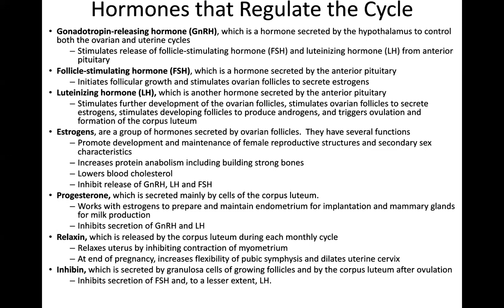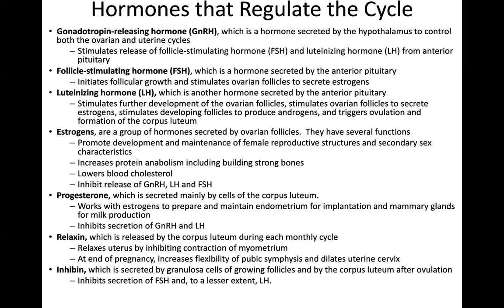Its job is strictly to stimulate the release of FSH and LH from the anterior pituitary. And yes, they're the same 2 hormones that men produce, although doing very different things. In females, follicle stimulating hormone stimulates the follicles, hence the name. Remember, the follicles are those bubble-like structures with the egg on the inside. So follicle stimulating hormone initiates follicular growth, like the cell division and the cell layers that form around the egg. That's what it helps stimulate, and it stimulates those ovarian follicles to secrete estrogens.